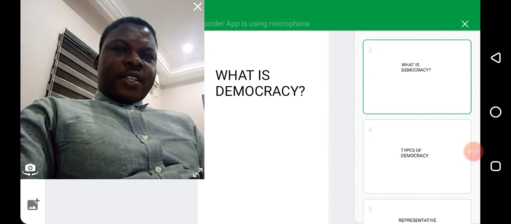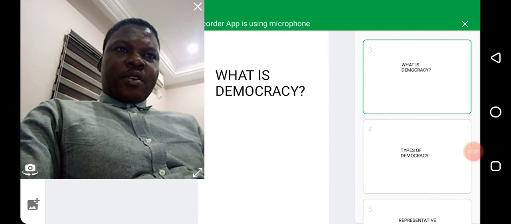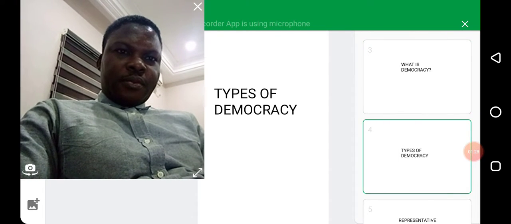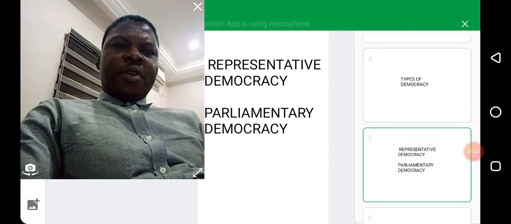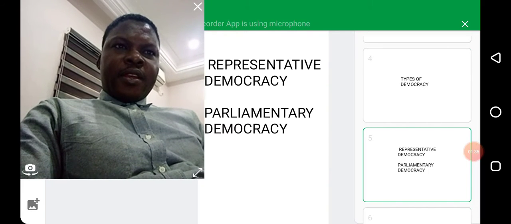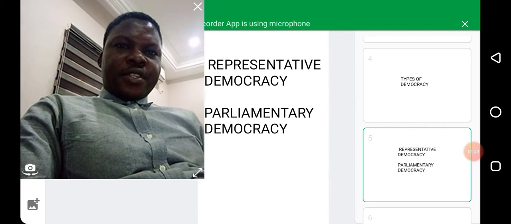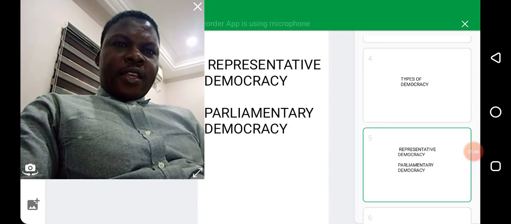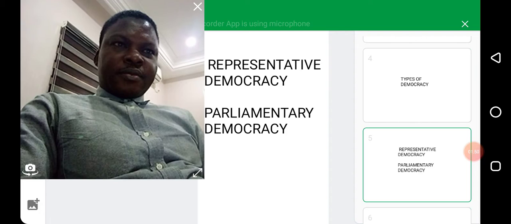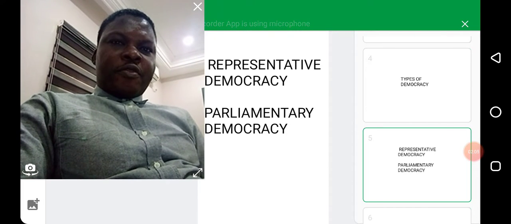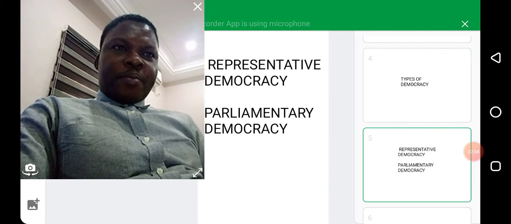Now, the practice of democracy varies from country to country, and because of that, we are going to look at types of democracy. We have what we call representative democracy. By far, the most common form of democracy across the world is representative democracy. If you live in a representative democracy, you will vote in the people who will represent you at the regional, legislative, and executive level.